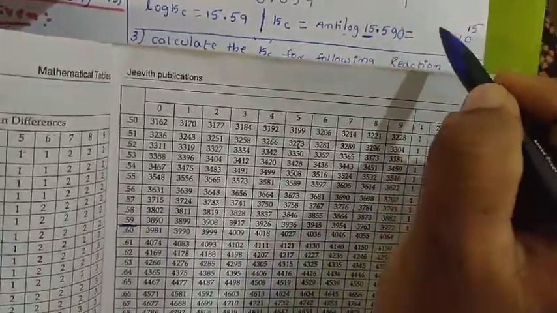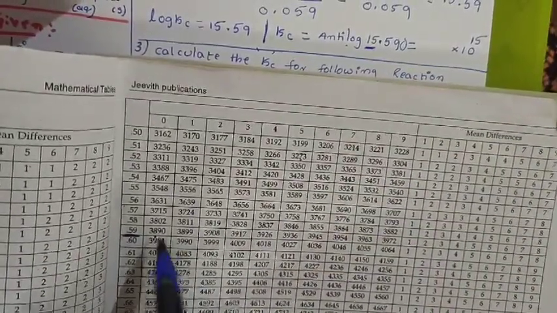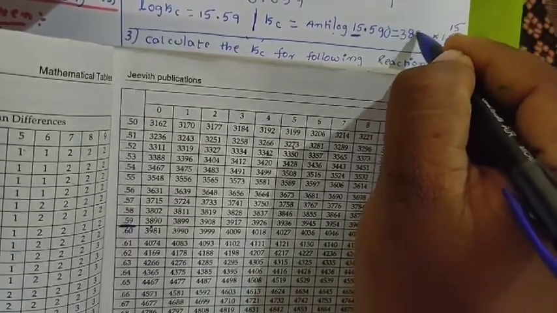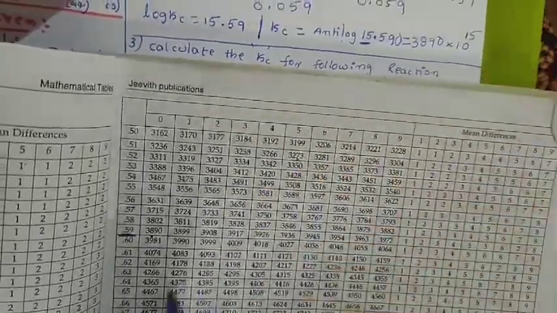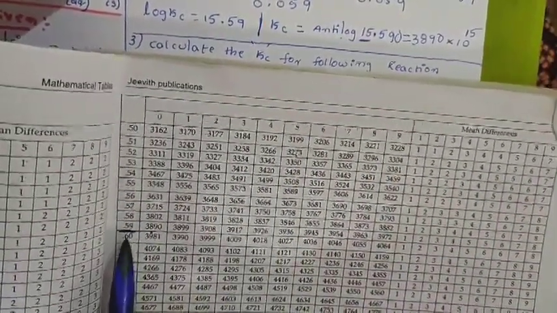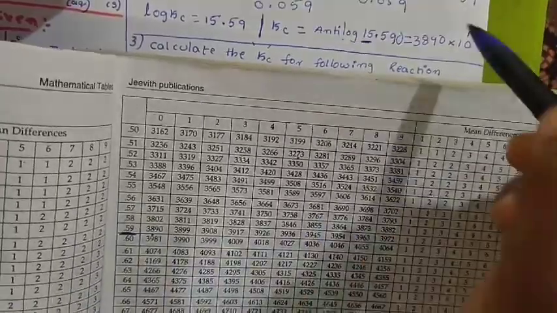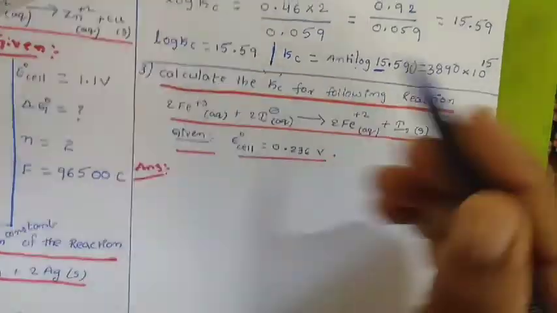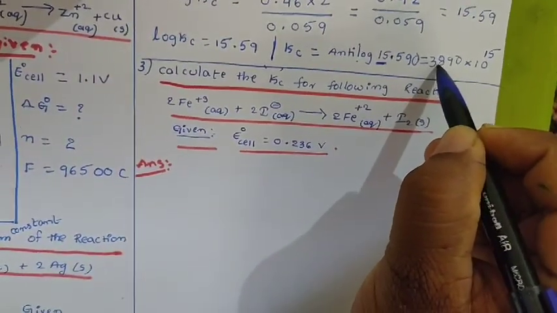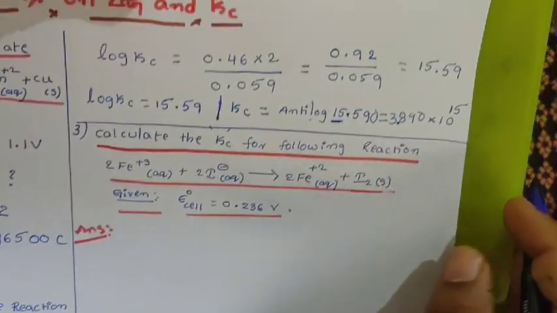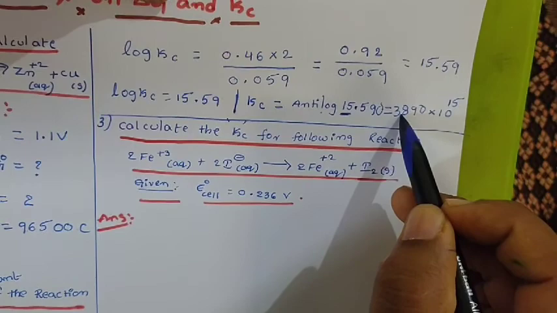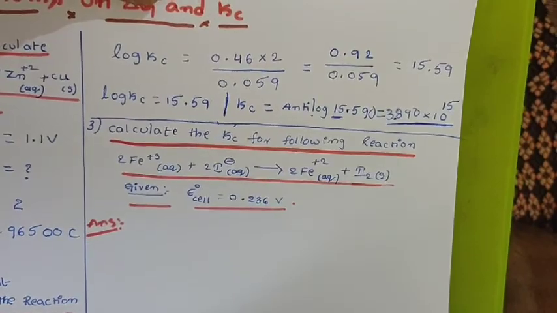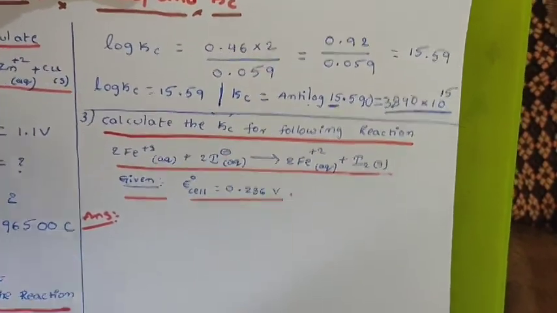59 with 0 is 3890. So after this, we have to put the point after the first digit. That is the point we have to put here. We put the point after the first digit. This is the value of Kc. Okay, so I hope you understand.